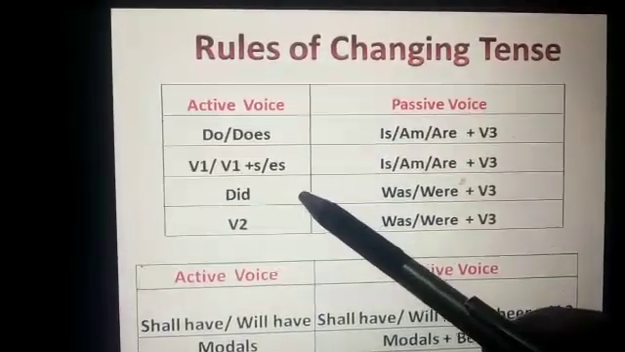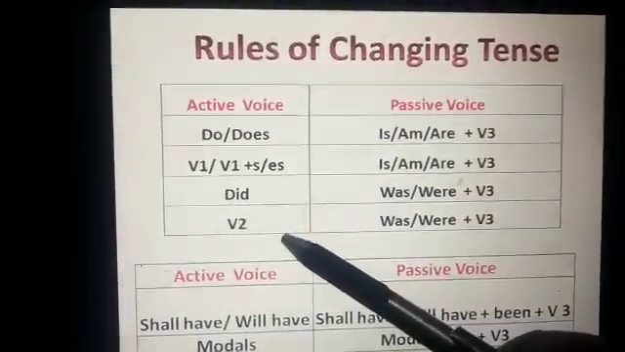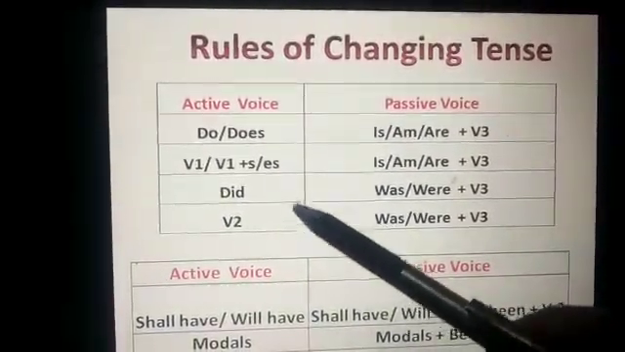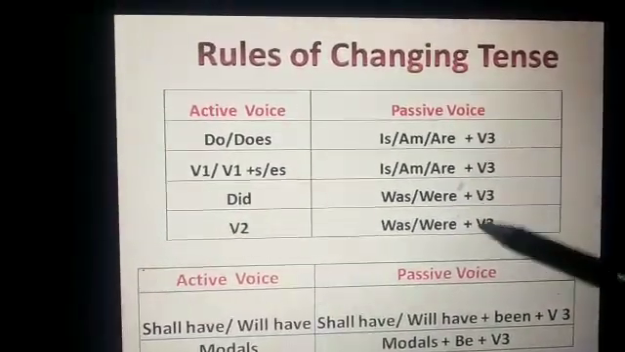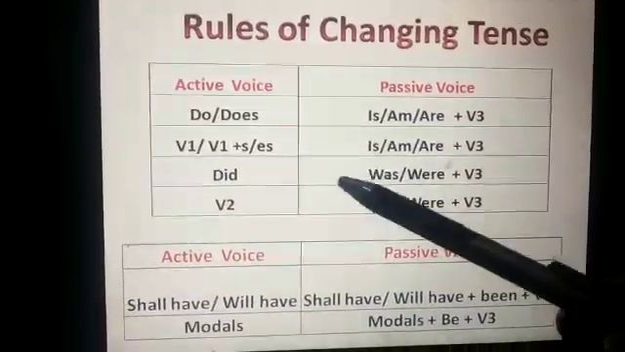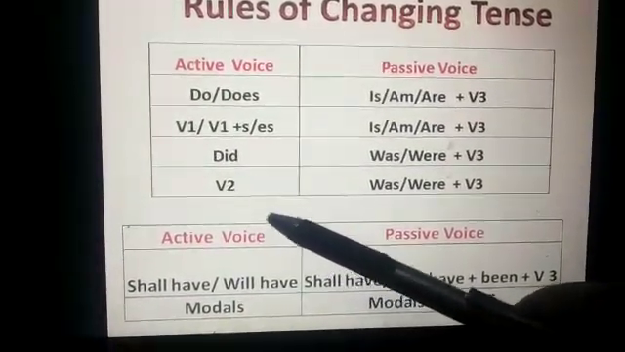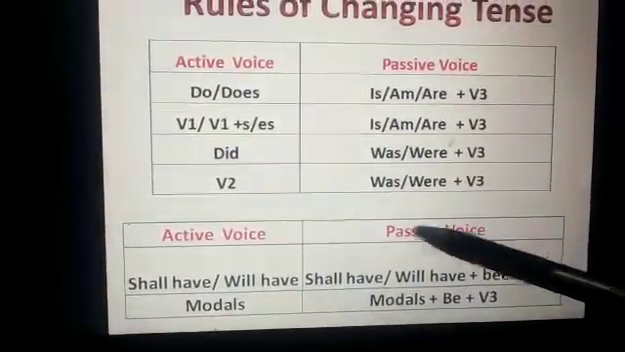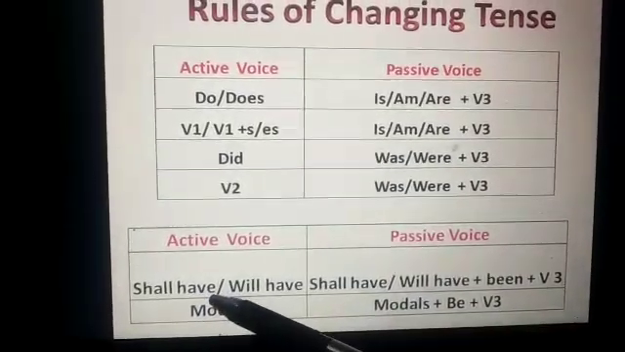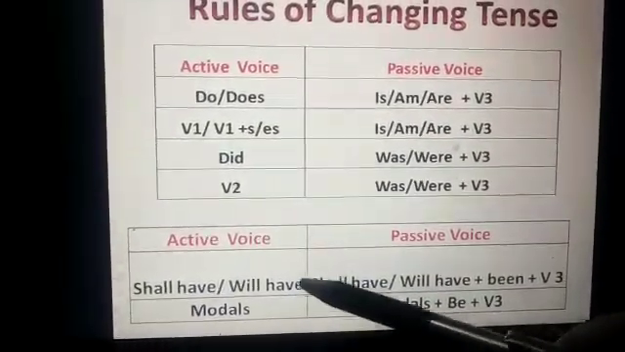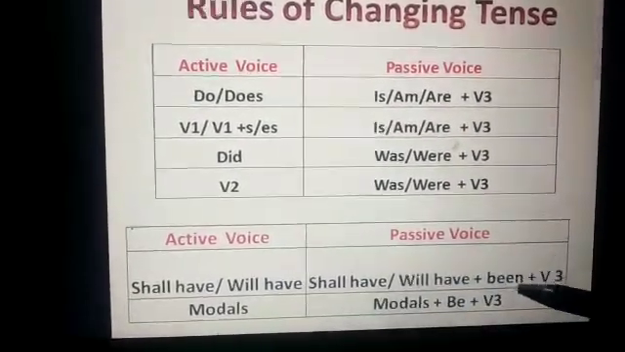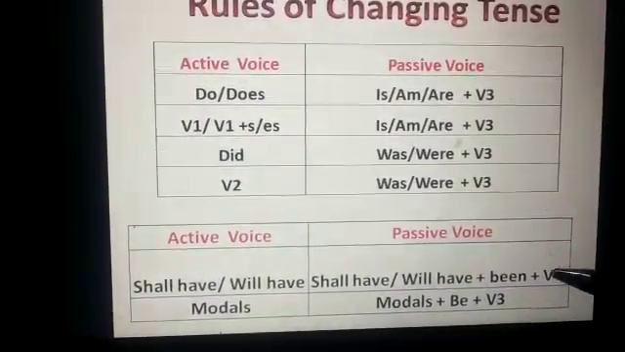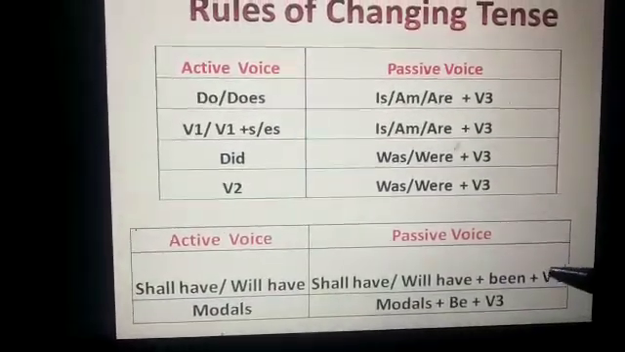If it is simple past, did, or second form, any of these has come in the sentence, we will change it into was, were plus third form. It is very easy to remember, as I told. Next, see the last, active voice and passive voice. Here, if you are having shall have, will have, in perfect we know, if has, have is there, we will add been, and the third form of the verb will be third form.